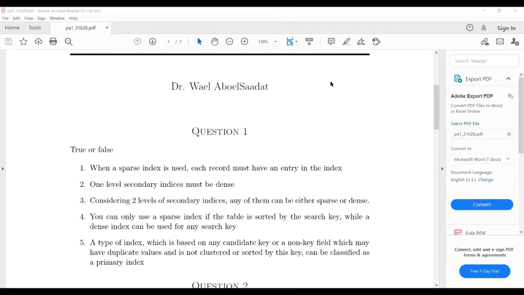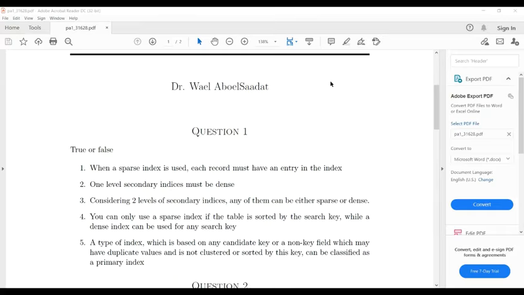Okay. Now the fourth one states that you can only use a sparse index if the table is sorted by the search key, while a dense index can be used for any search key. Search key here means primary key. This actually is true, as the sparse index gives you the sense of the location where the data is stored, so they can only work if the keys are sorted in this case.